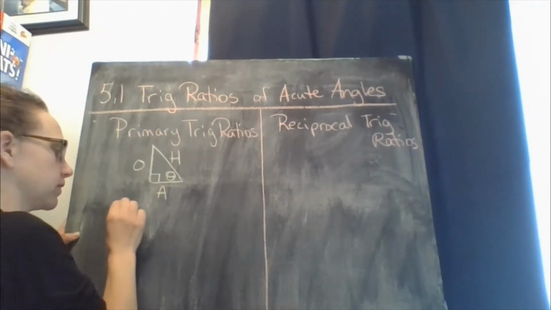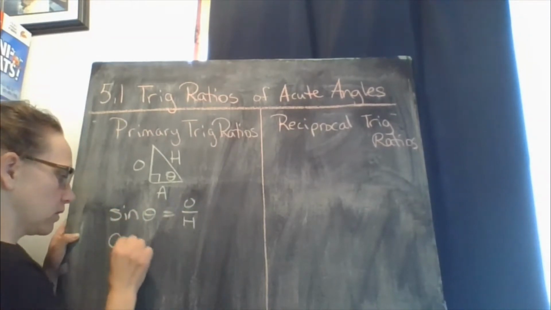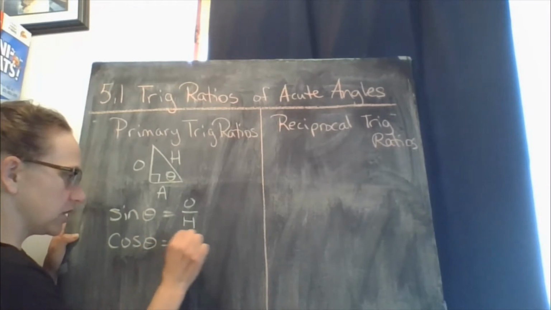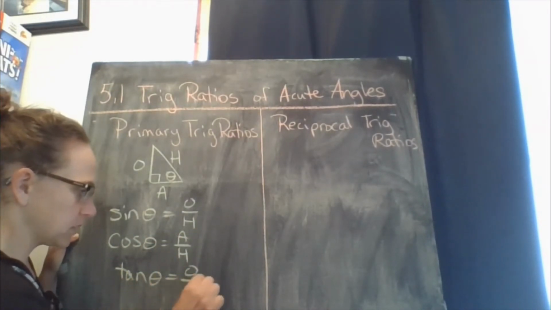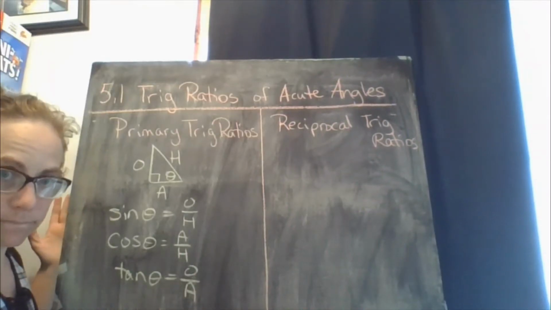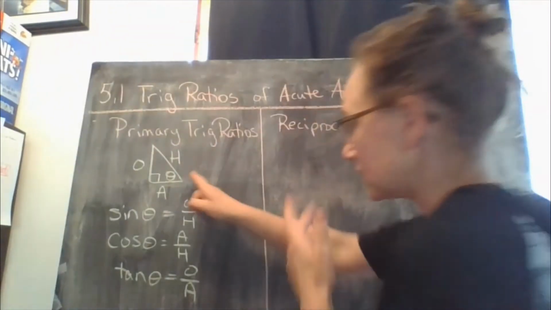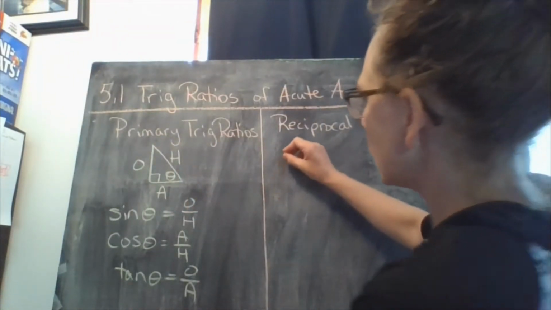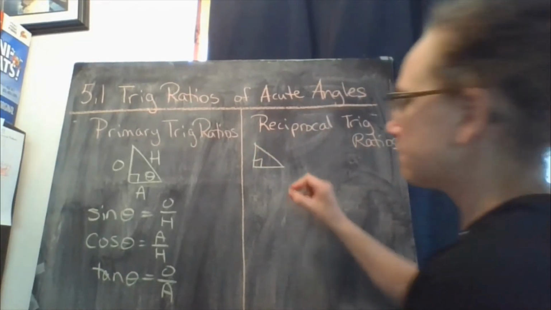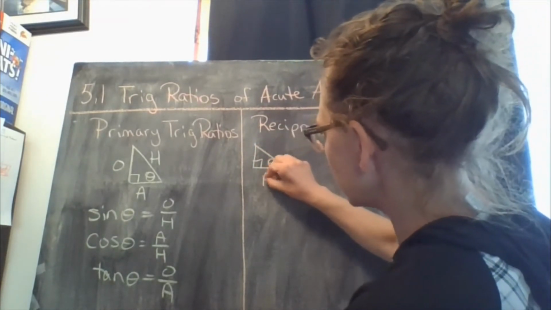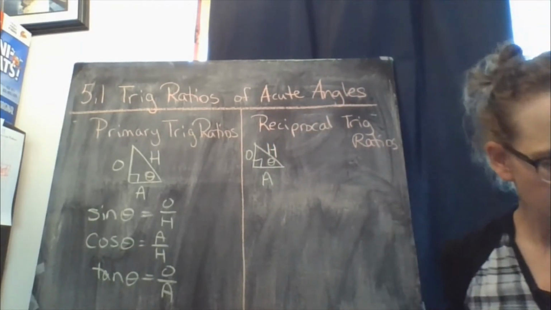So the primary trig ratios are sine is opposite over hypotenuse, cos is adjacent over hypotenuse, and tan is opposite over adjacent, right? Okay, so we're good with those. The reciprocal trig ratios, we're still dealing with the same triangle, only remember reciprocal means 1 over, right? So I still have my theta, I still have my adjacent, my opposite, and my hypotenuse. So now we've got some new ones that we have to worry about.